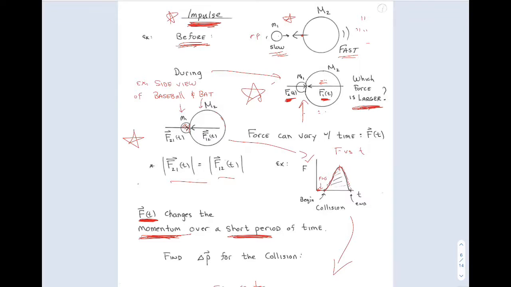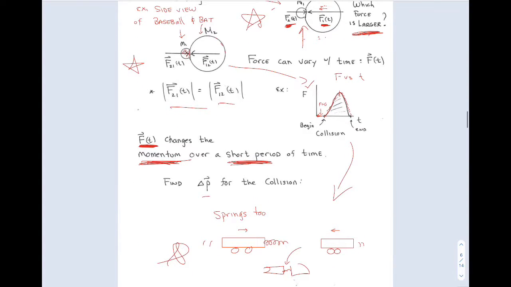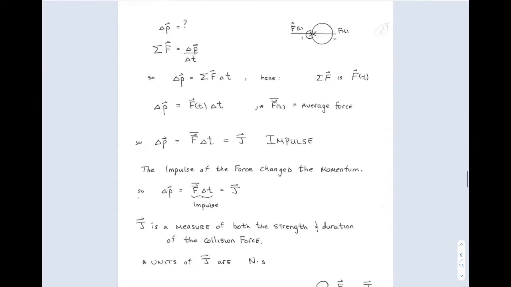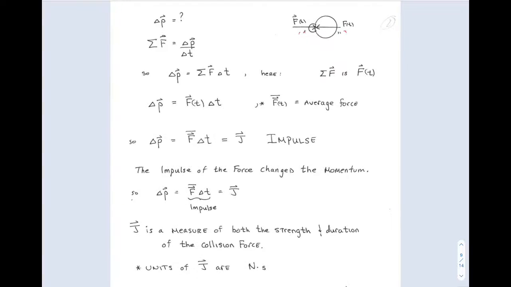So impulse refers to a collision force happening over a short period of time. We want to find the change of momentum for an object during a collision. Same picture here: this one collides, they collide with each other, and I want to calculate the change of momentum for the collision.